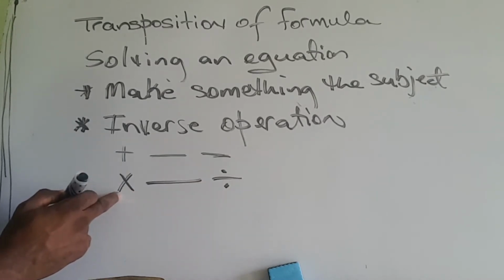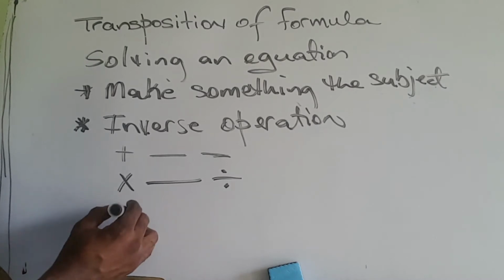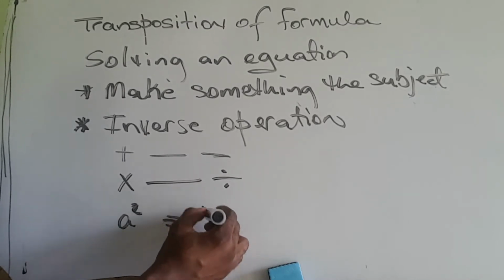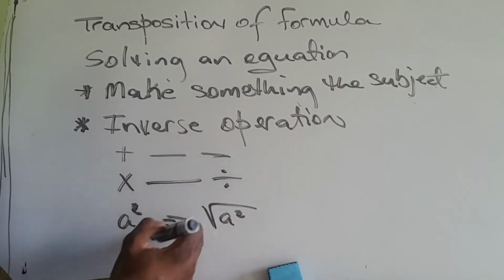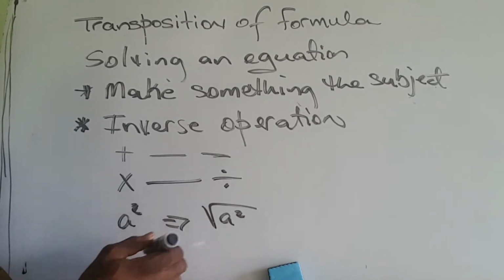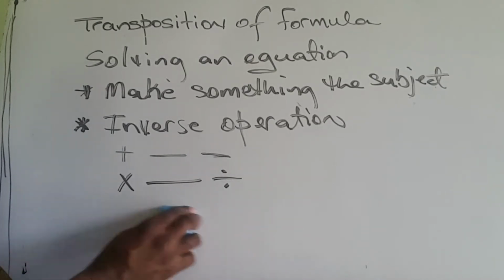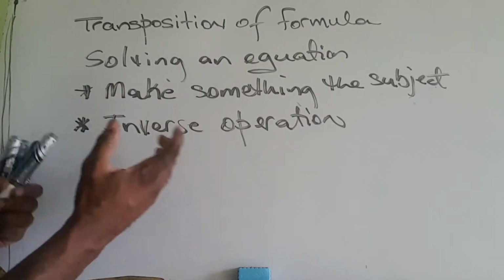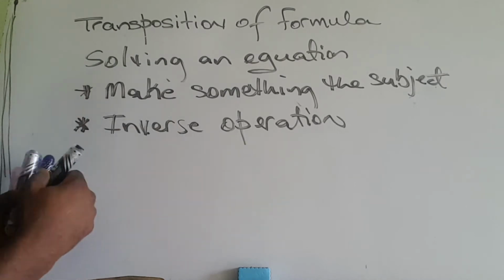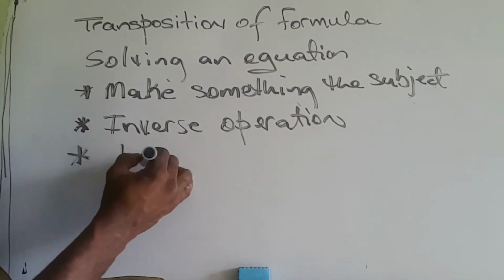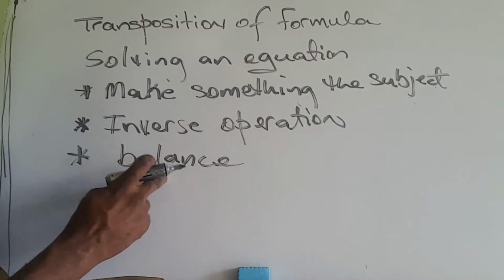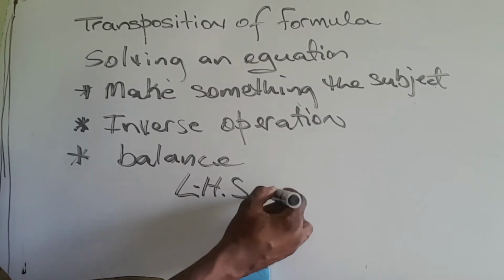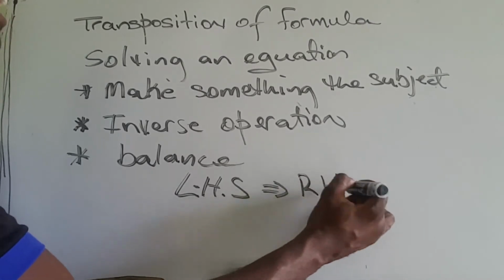Division is to multiplication. Also, if you have a square, the inverse operation of the square is the square root. And if you have the square root, the inverse operation is the square. It depends on the level of root that we have: third root, fourth root, fifth root. The inverse operation is to use them against each other. So we have to understand the inverse operations, and while using the inverse operation, we have to balance. This is key, because whatever we do on the left hand side must be done on the right hand side.